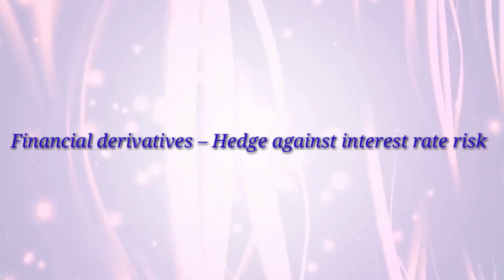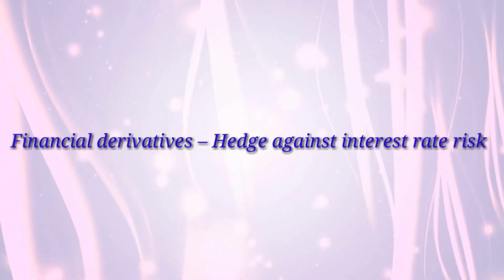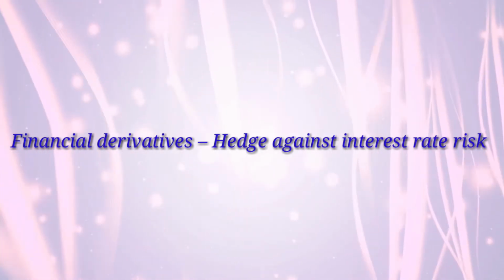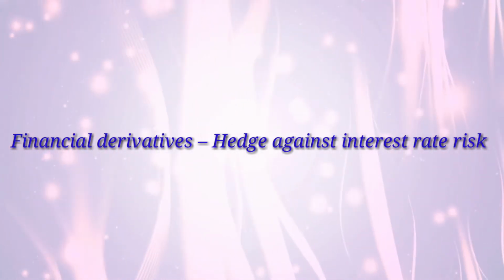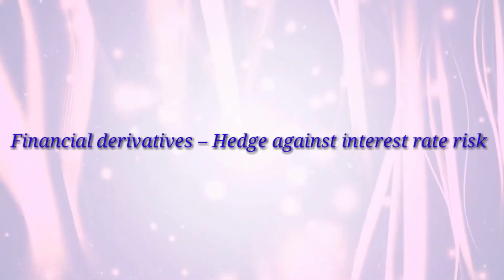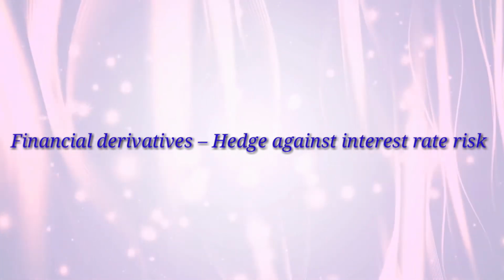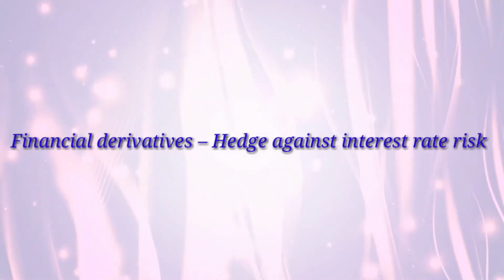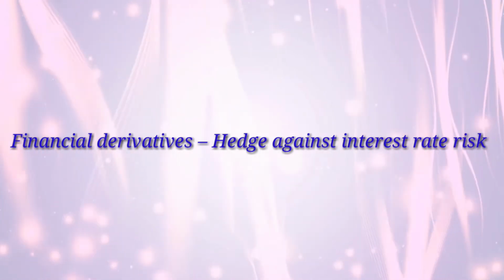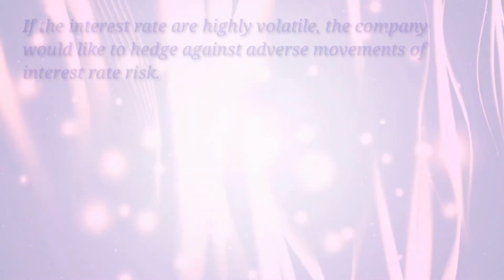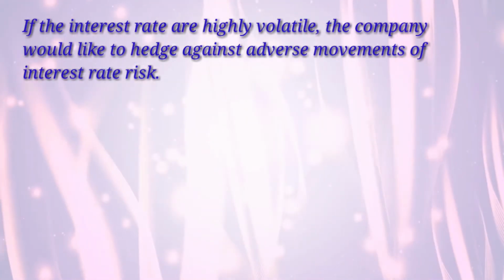Today's topic is the use of financial derivatives to hedge against interest rate risk. So today we are focusing on interest rate hedging. That is, in times of volatile interest rates, the companies borrowing large sums of money may wish to hedge against adverse movement in the interest rate, which could have a significant effect on the level of interest payments. Similarly, a company lending large sums of money may want to hedge against interest rates falling, which will have an adverse effect on interest received.